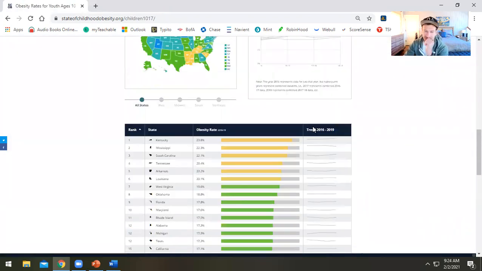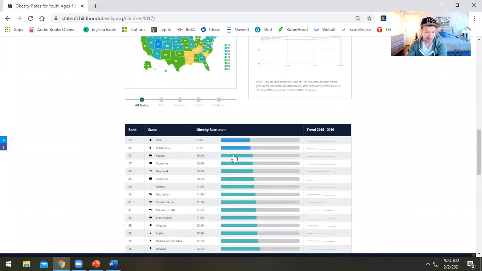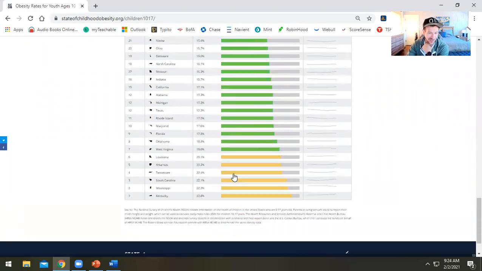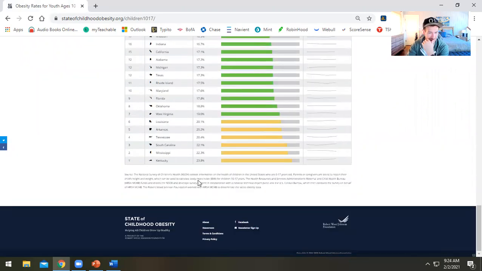Between 2018 and 2019, this time Utah is at the bottom of the list at 9.6%, with Kentucky actually at the top by a pretty wide margin. Look at that gap. 23% of the population in Kentucky, 22% in Mississippi. Oklahoma for kids, not seeing it on here. Where'd you go, Oklahoma? Oh, there it is, in the green still. Only 18%.